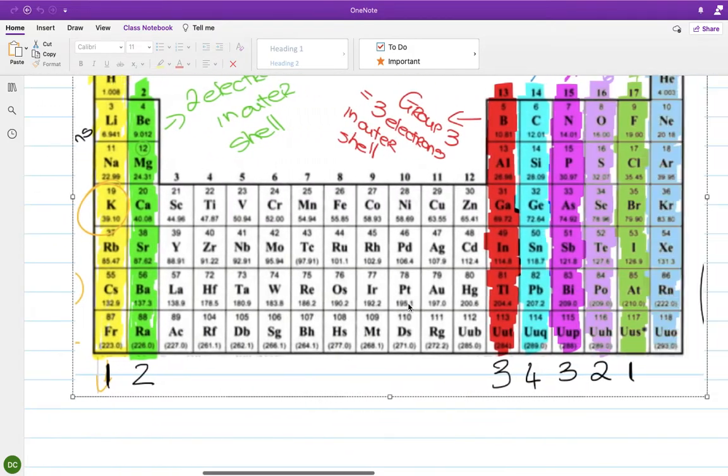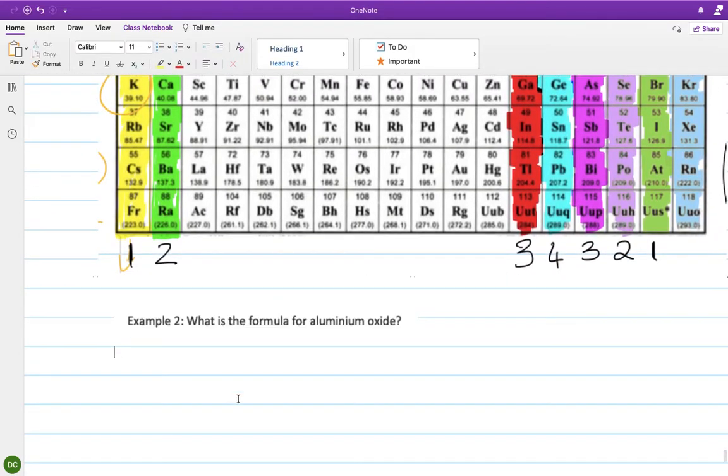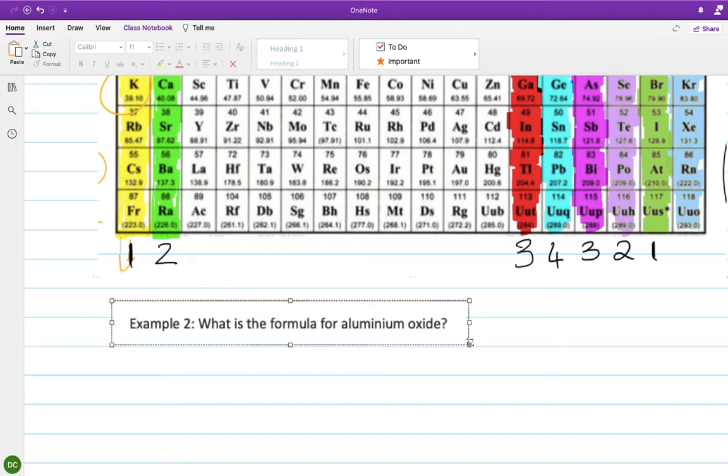I'm going to try this one. I'm just going to move it over here so we can do it ourselves. So, aluminium oxide. Aluminium is obviously aluminium. And oxide, yeah, same again, it's oxygen.